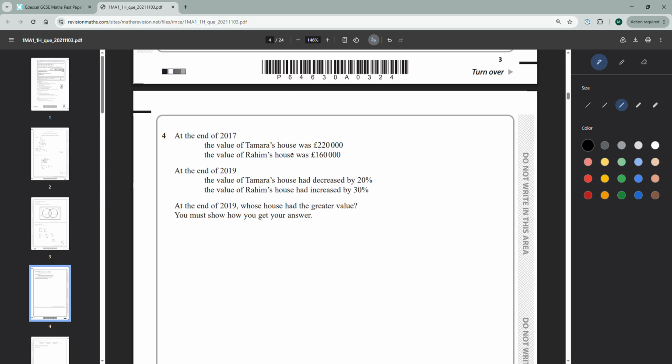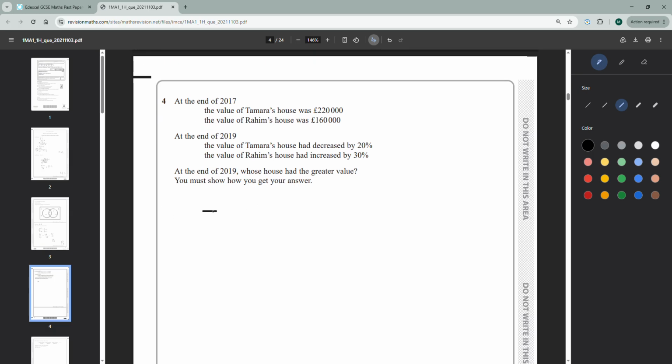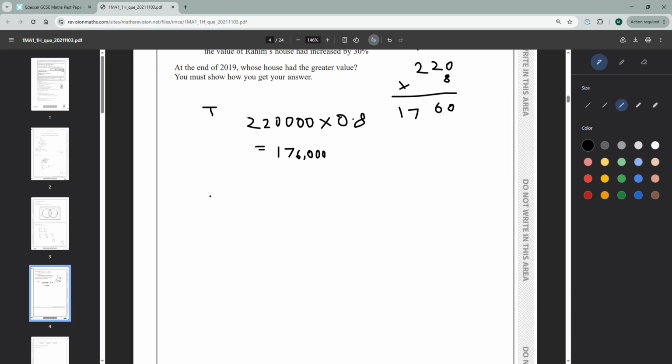Okay, this question: at the end of 2017, the value of Tamara's house was blah, blah, blah. So it's decreased by 20%, so we're going to get Tamara. Let's name her, too much effort. So 220,000, and then we're going to times it by 0.8 because it is decreased by 20%. Then Rahim, let's do that later. All right, 220 times 8. That will be pretty easy. So that is going to be 176,000, because that just makes sense, right? It just mathematically makes sense.